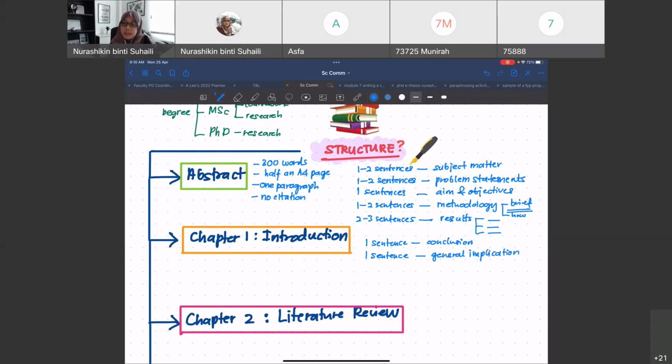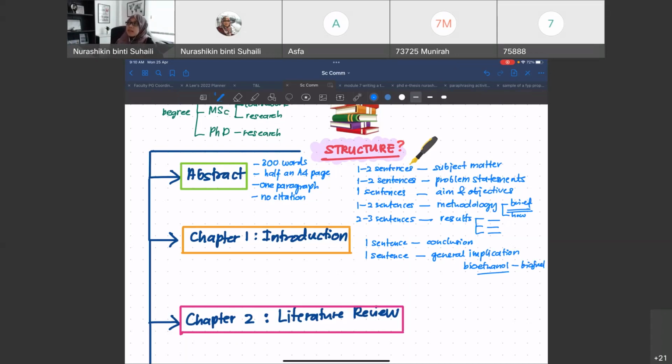But when we talk about general implication, it means the significance of your research from a broader perspective. Let's say your research is about using banana waste as a substrate for producing bioethanol, and you have focused on certain parameters. The general implication is, since you are talking about bioethanol, your study will contribute new knowledge in the field of biofuel. Ethanol is a biofuel, isn't it? And why is it important? Because it's a renewable energy, isn't it?